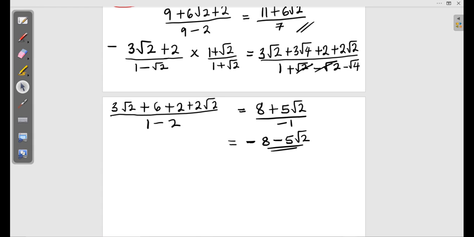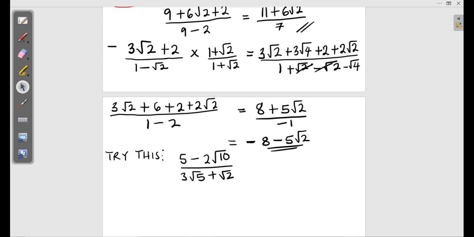Now, I'd like you to try this. You can pause the video to try this. After you are done, you can play again to see the solution.